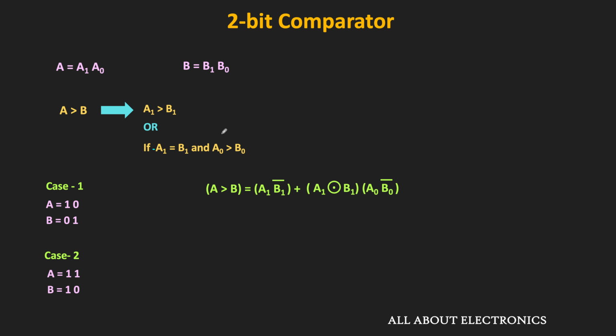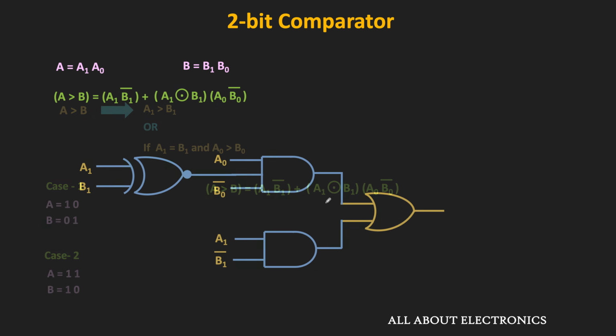Earlier, we have already seen the logical expression for a greater than b, and that was equal to a dot b bar. So in this case, for a1 greater than b1, the equivalent logical expression is a1 dot b1 bar. Similarly, for a1 equal to b1, the equivalent logical expression is a1 XNOR b1. And likewise, for a0 greater than b0, the equivalent logical expression is a0 dot b0 bar. So in terms of the logical expression, the same thing can be represented like this. And using this logical expression, we can easily design the logic circuit. So this is the logic circuit for a greater than b.